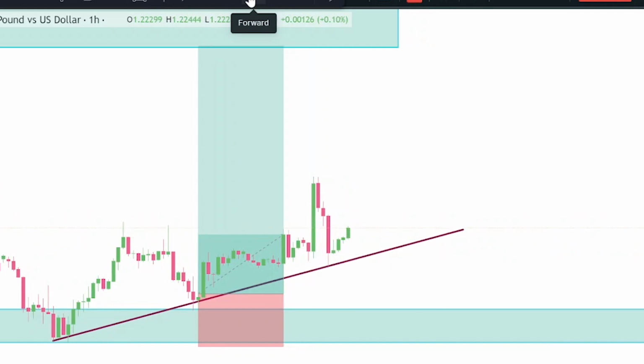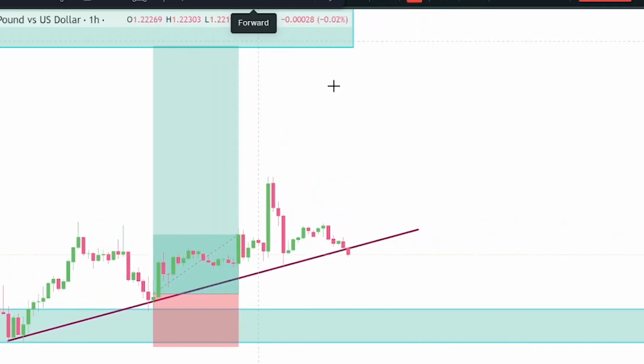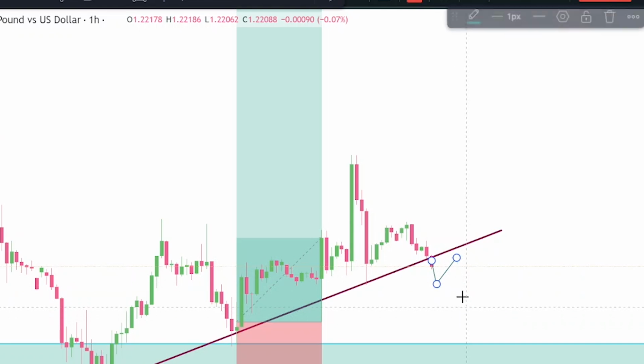Let's see if we can stay above that area. We are now breaking below the trend line. Okay, this is the way you have to understand. If we break out from this area, we need to make sure that the market is not going to start making lower lows and lower highs from the trend line. So that is the first.